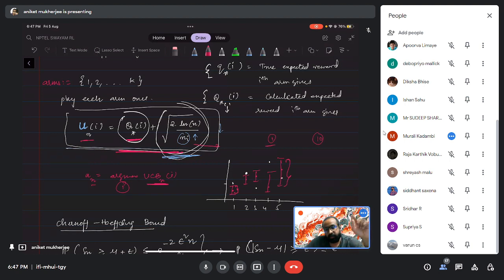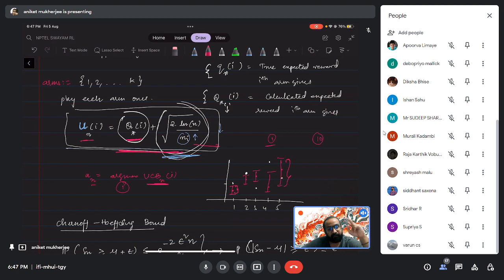In UCB, you're trying to minimize the regret. That is what your upper bound is: the upper bound on the regret. And in PAC, you're trying to find an upper bound on the probability that you are very far away from the actual, that you are epsilon far away from the actual, with the probability delta.